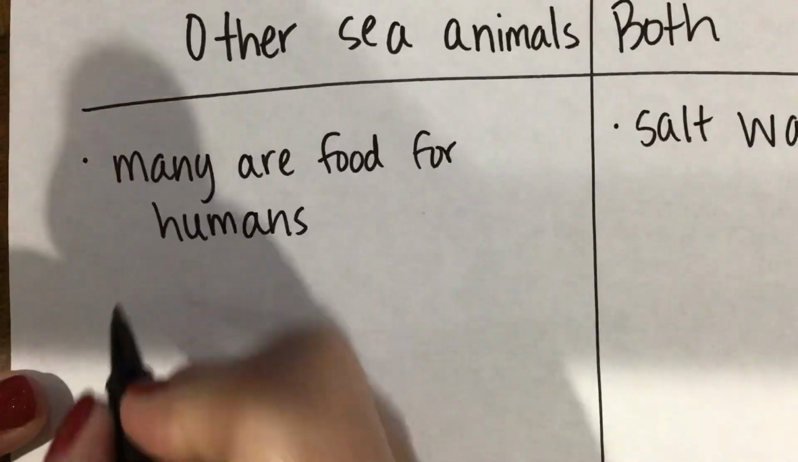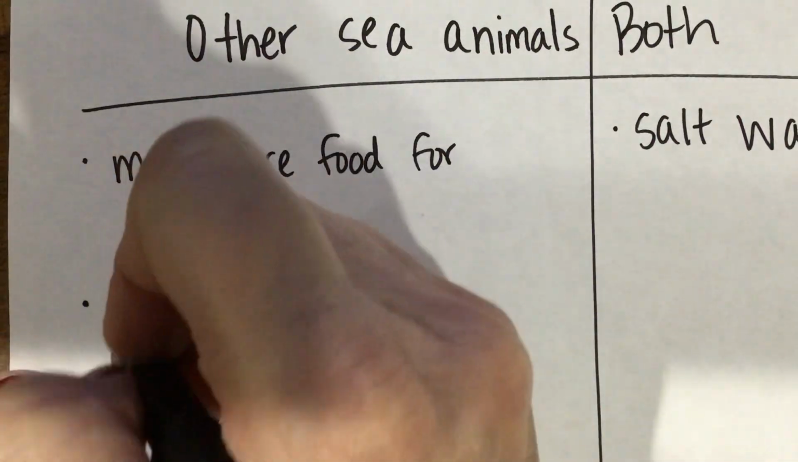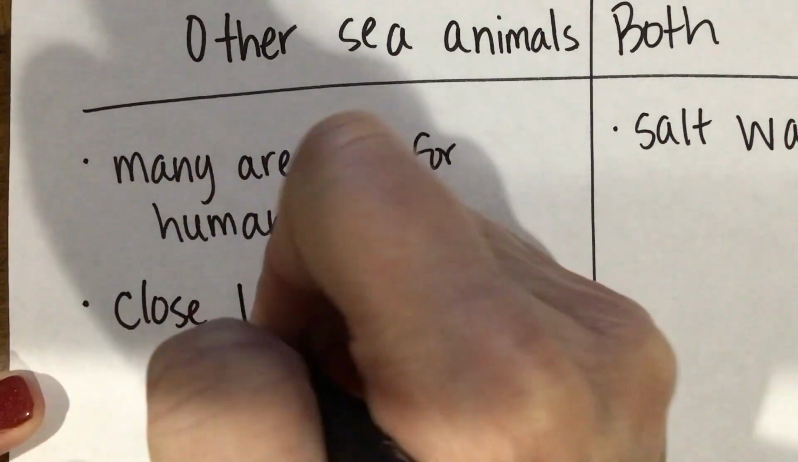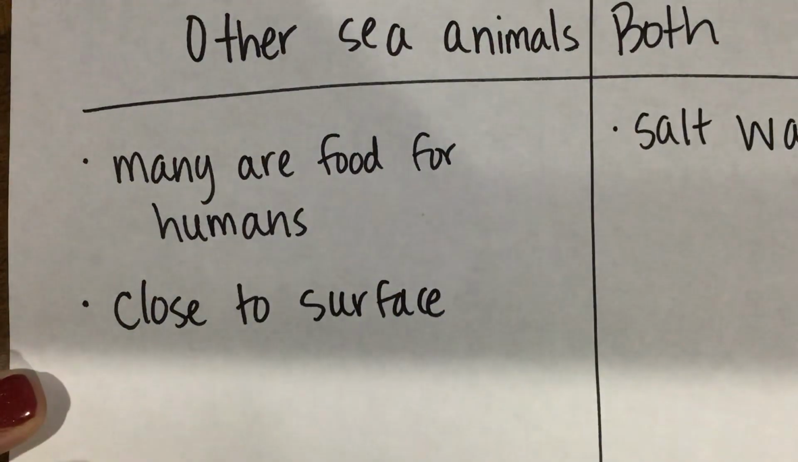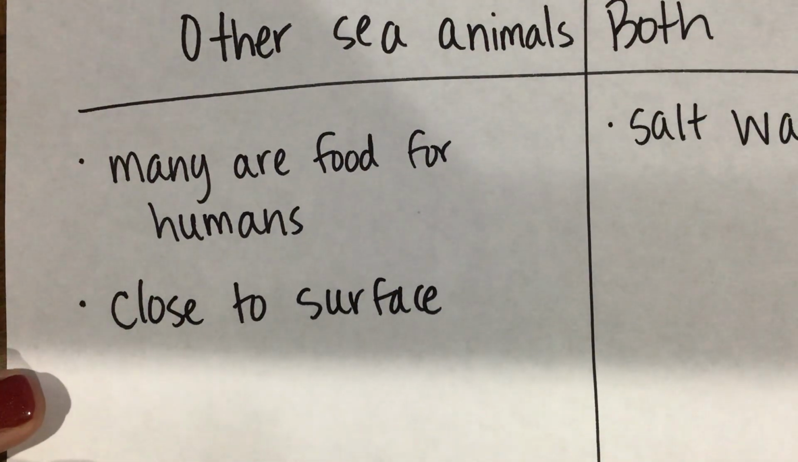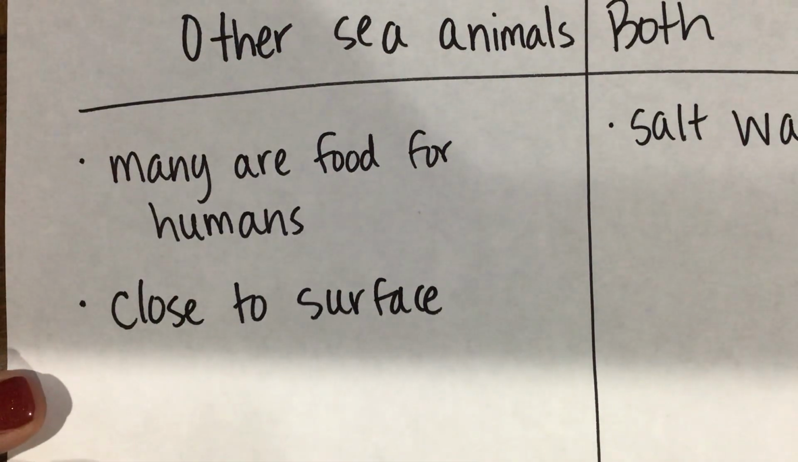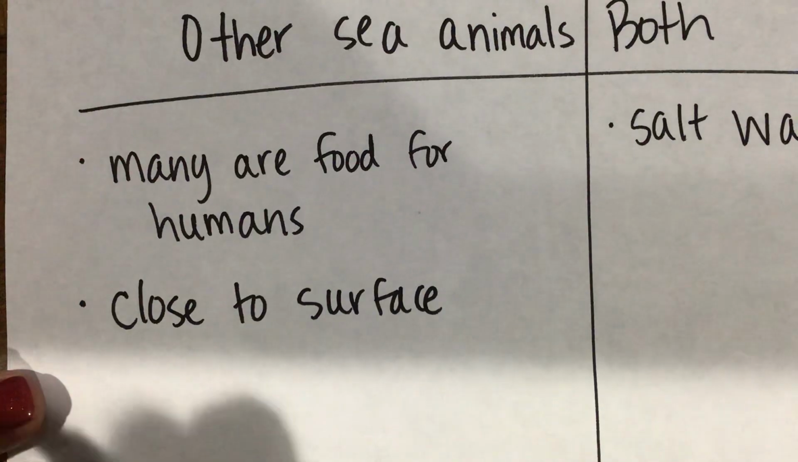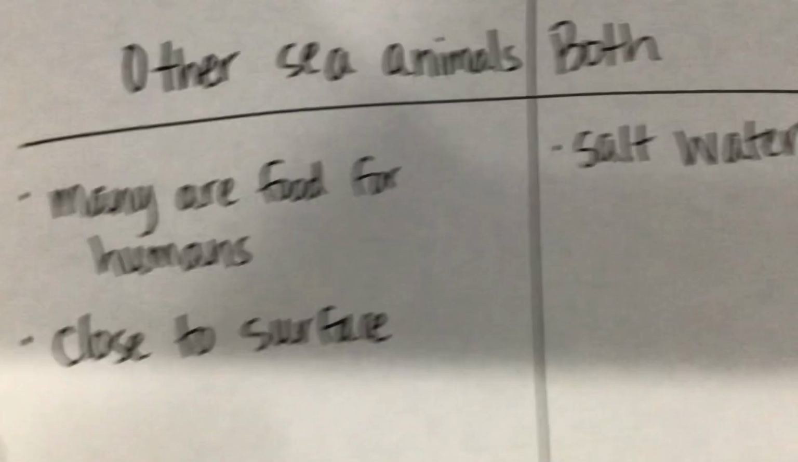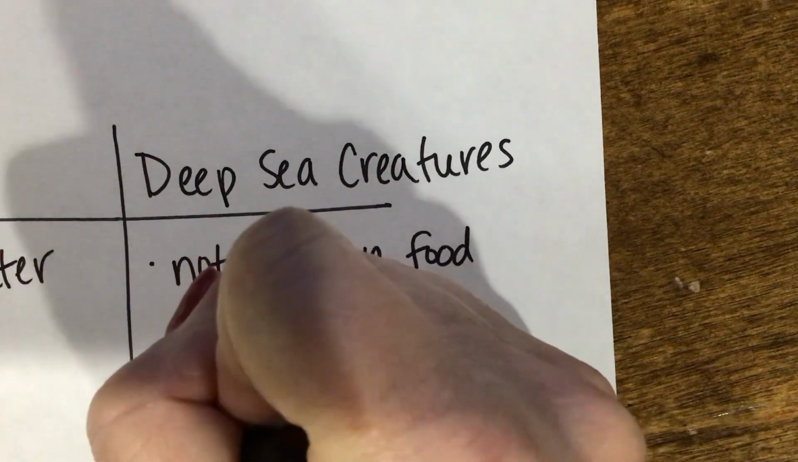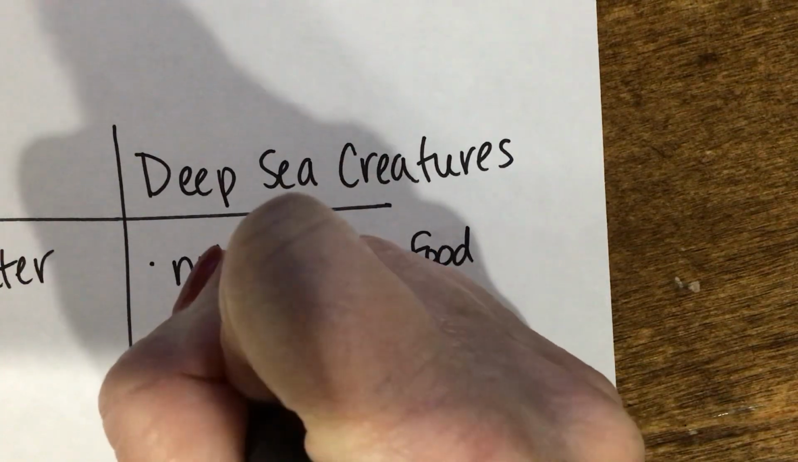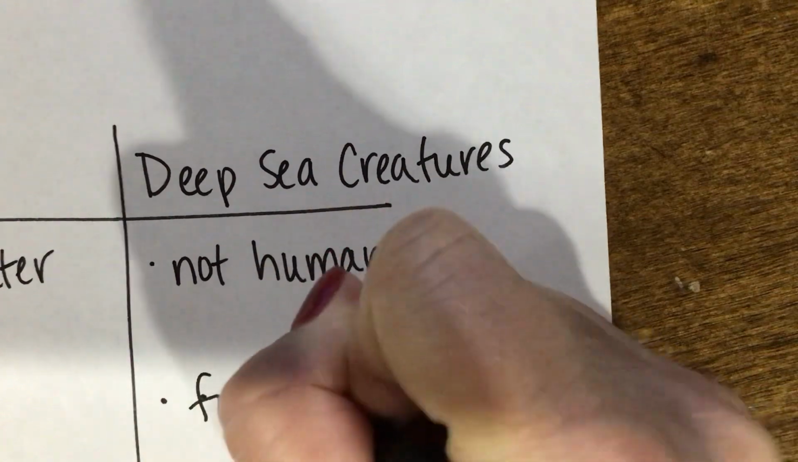Those other sea animals, they live pretty close to the surface. And so we can see them. If you're out at the beach, you can see different starfish, or you can see dolphins swimming in the water. You can see crabs, sand dollars, but we don't really ever see any of these deep sea creatures.